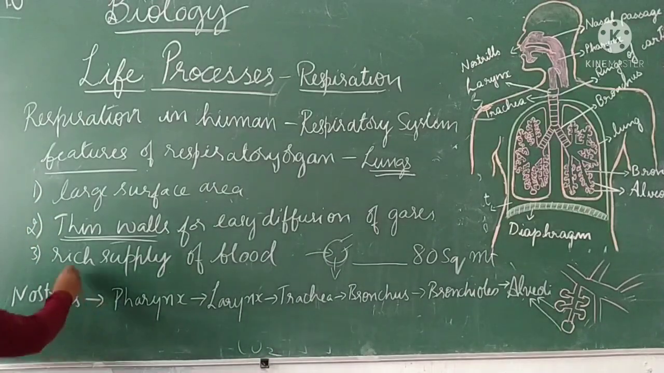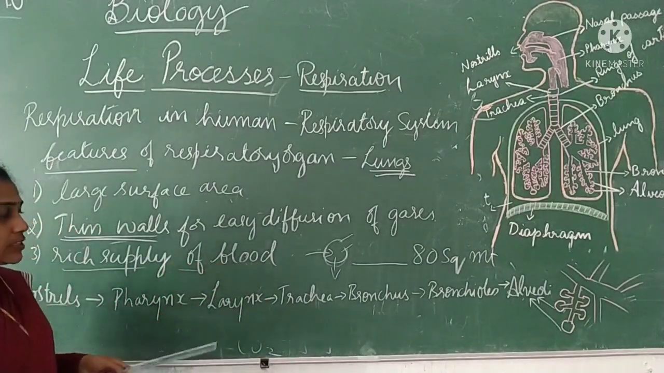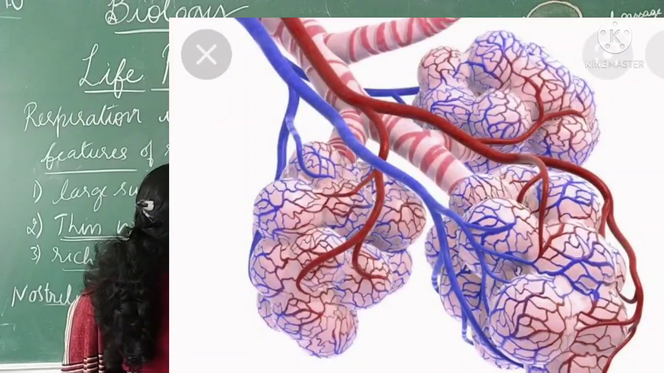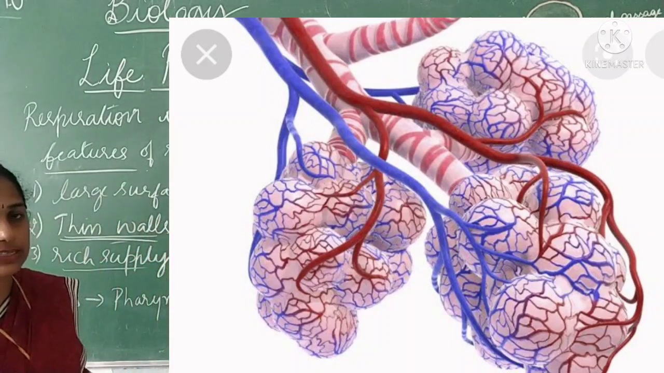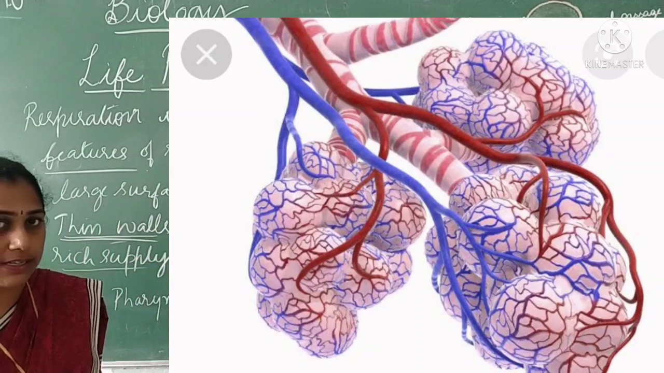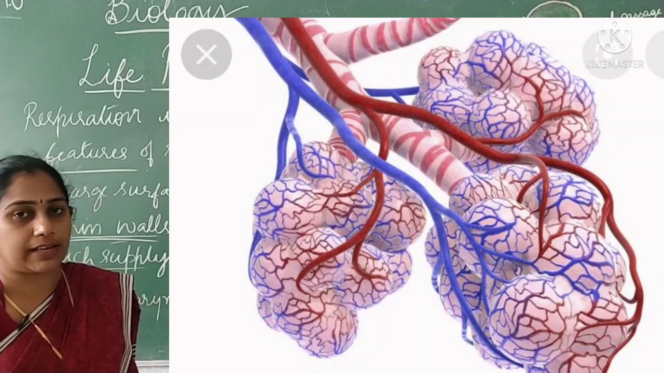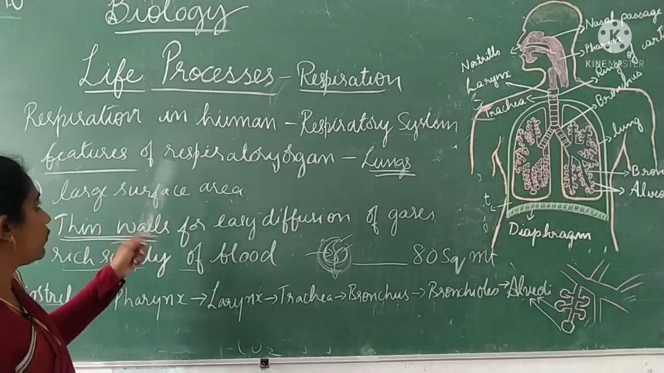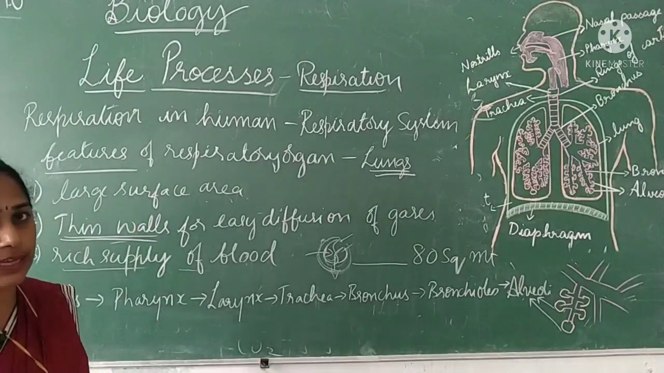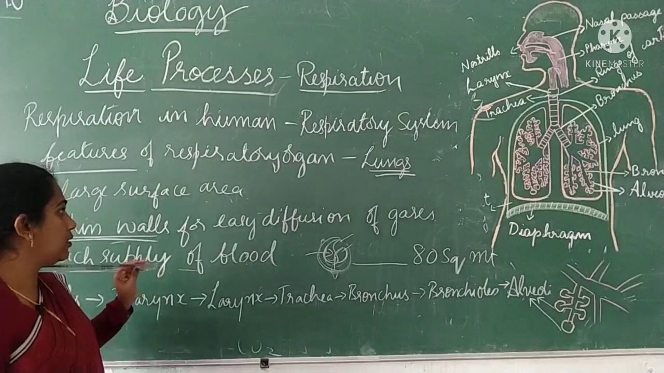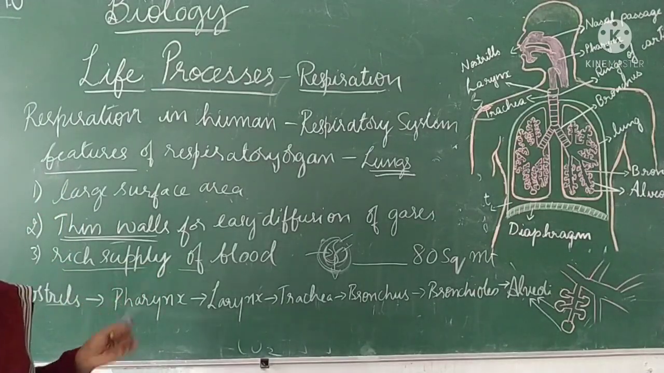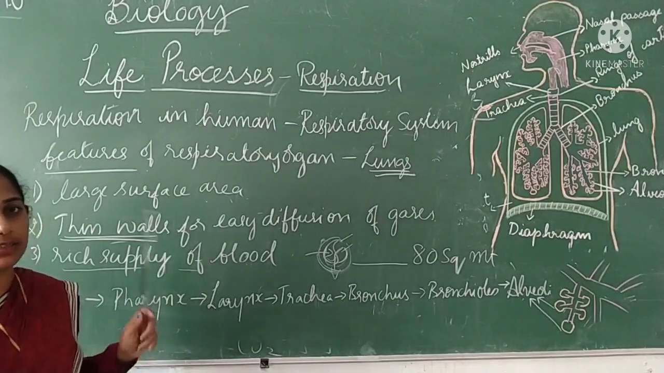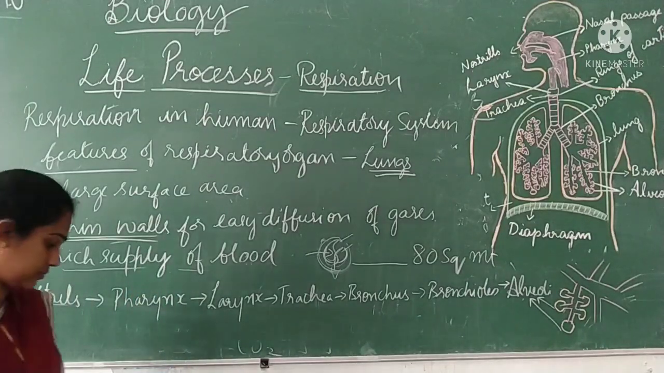The third thing is a rich supply of blood. In our respiratory system, the alveoli are completely surrounded by blood capillaries, a very rich supply of blood, which helps in the exchange of gases. So our respiratory system has all three features required for the efficient exchange of gases. This will be asked in the exam: write the three features which increase the efficiency of exchange of gases in the human respiratory system, or generally the features of any respiratory system.